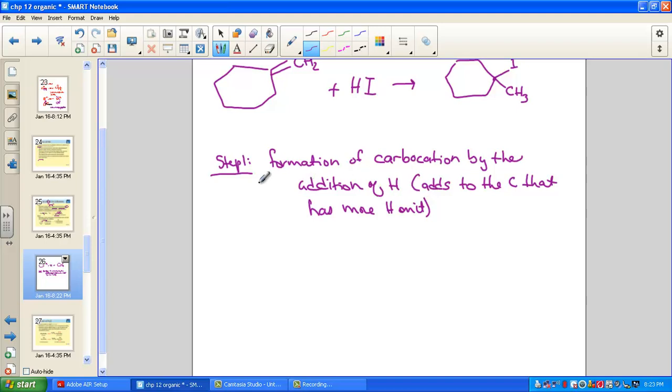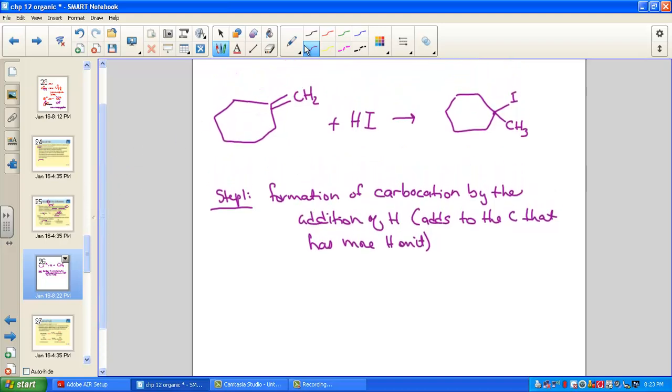Markovnikov's rule. So let's consider what we have in terms of hydrogens. And here's a carbon. This carbon has 1, 2, 3, 4 bonds. So in other words, 0 hydrogens are attached to this. Here's the other carbon involved in the double bond, and we can clearly see it has 2 hydrogens attached to it. Step 1 says we need to form the intermediate.